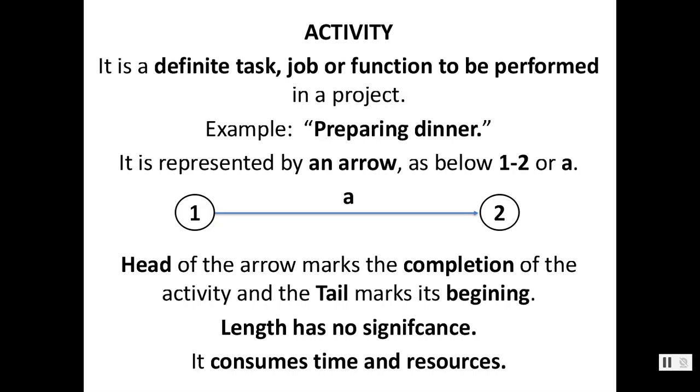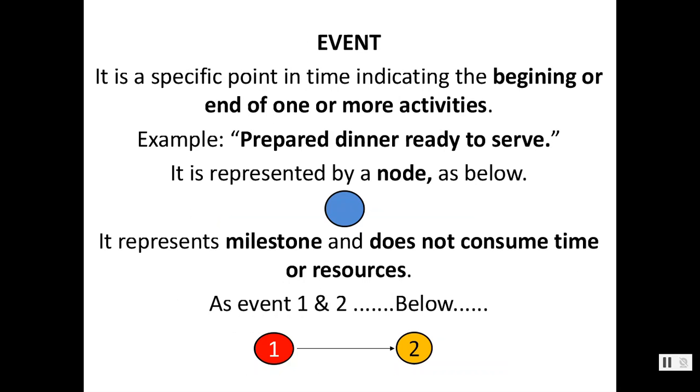It is represented by an arrow as below, either 1 and 2, or nomenclature A, B, C, whatever it is. The head of the arrow marks the completion of the activity and the tail marks its beginning. Length has no significance. It might be shorter or larger. It hardly matters. It consumes time and resources.